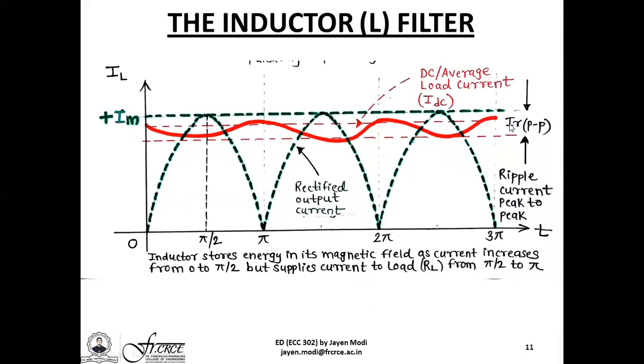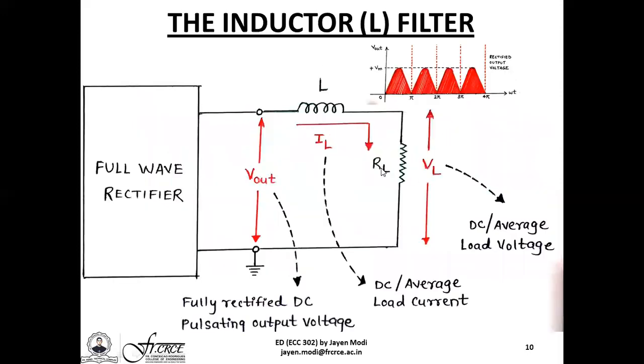This is nothing but the peak to peak ripple current given by IR peak to peak. And as you see clearly, if the output or the load current remains almost constant, the same current will be multiplied by the load RL to give us the load voltage VL. It is by simply Ohm's law. So if the current is fairly regulated, or fairly kept constant, the load voltage will automatically be constant itself.